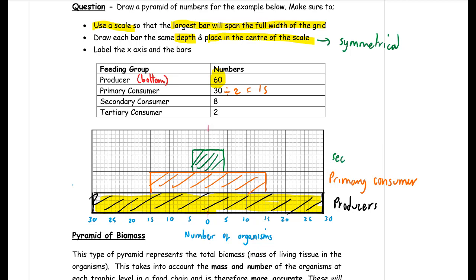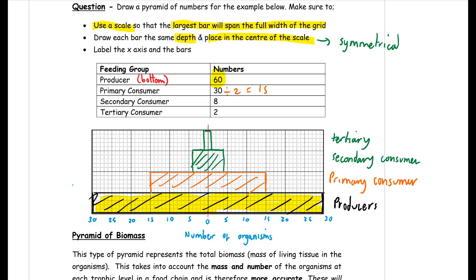And that's the secondary consumer. And then the final one, tertiary consumer, is going to be a wee thin one at the top. And that is going to be tertiary consumer. And that's how you draw a pyramid of numbers.